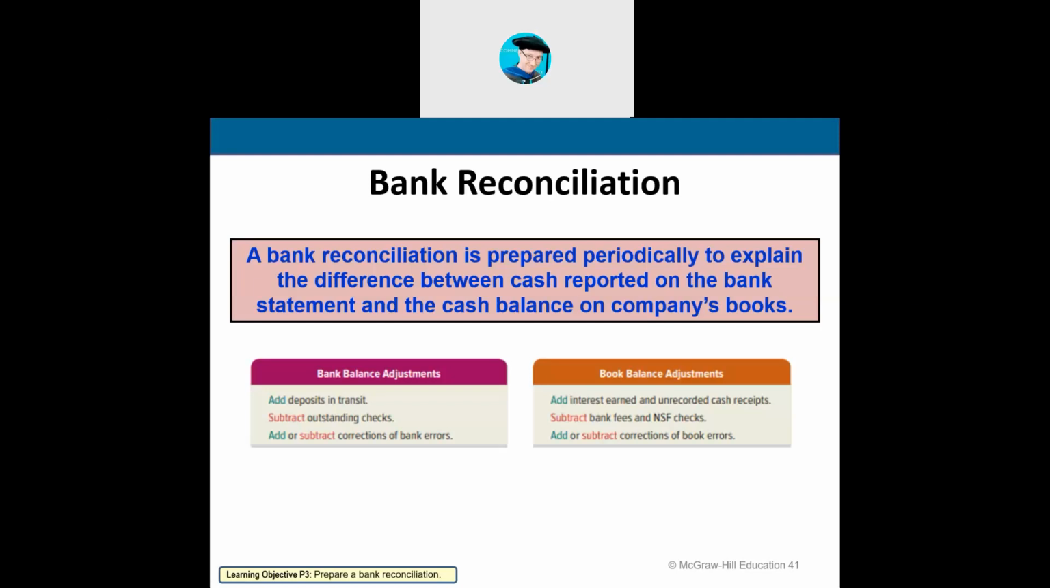So how do I do it? I add deposits in transit, subtract outstanding checks, add or subtract any bank errors or fees, add interest earned, subtract fees, subtract NSF. What's NSF? Non-sufficient funds. Add or subtract book errors. That's how I reconcile the two together.